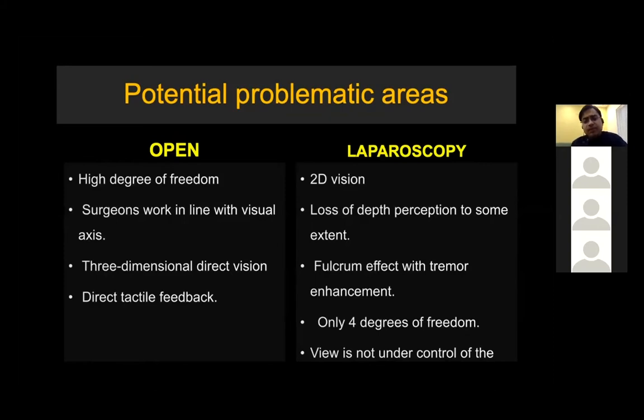As opposed to this, when you are doing an open surgery, the degree of freedom is 6. And if you are doing a robotic surgery, the freedom of movement is 7. That means your hand can actually flip on itself.